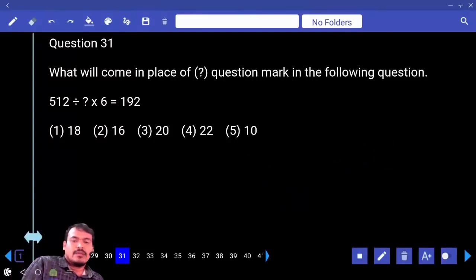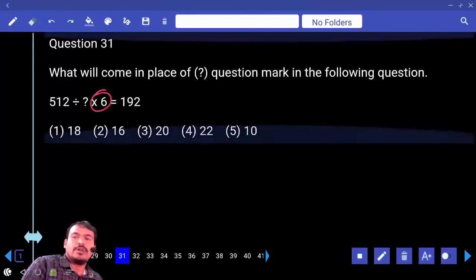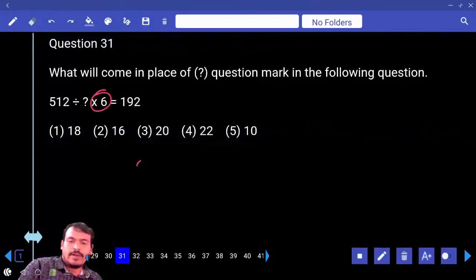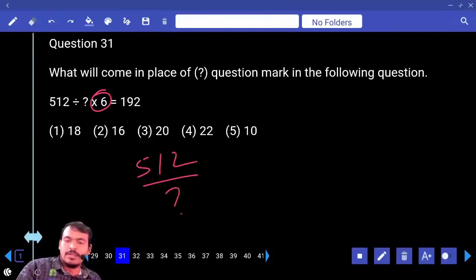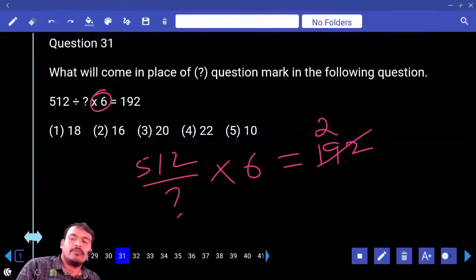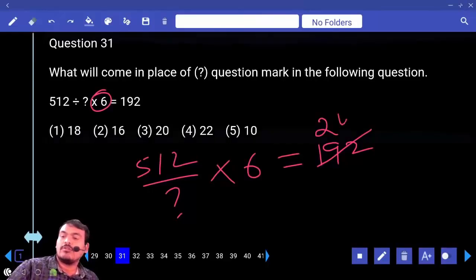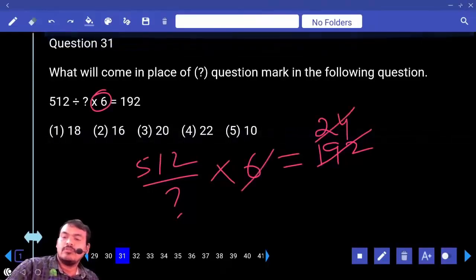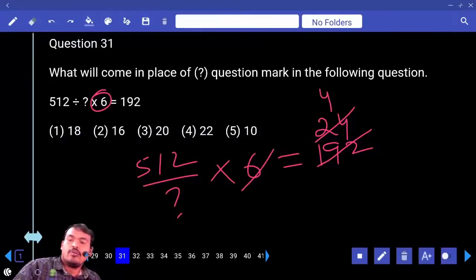Sorry. Actually, is it denominator or numerator? Numerator. 512 by something into how much value? 6 equal to how much value? 192. 192 means it is a multiple of 8 or not? 8 how many times? 2 times. What is the remaining value? 32. 4 times or not? 6 how many times? 4 times or not? 4 again.